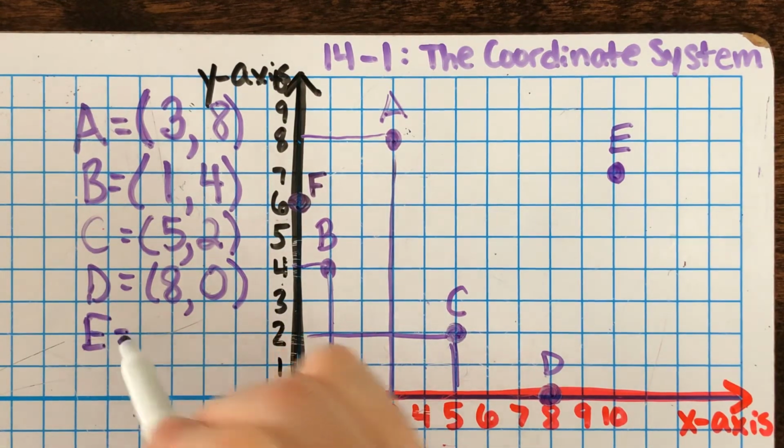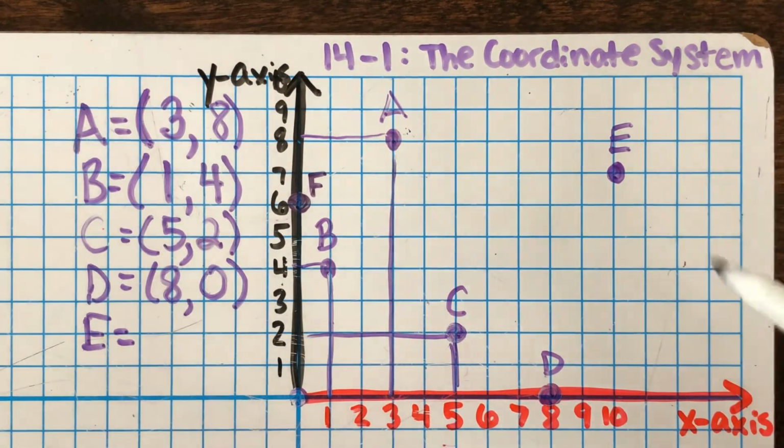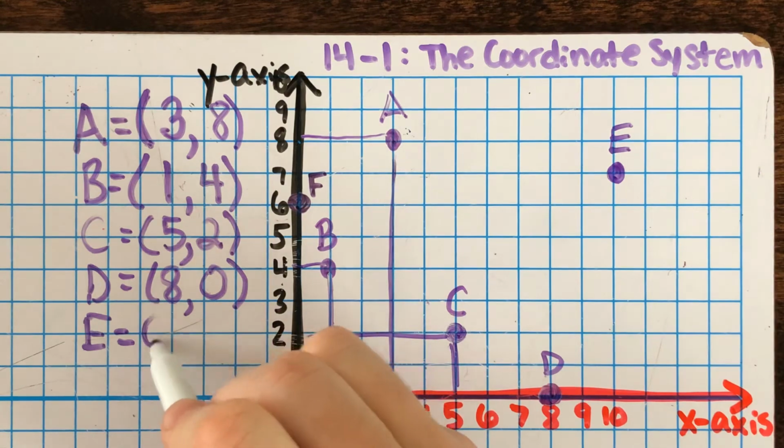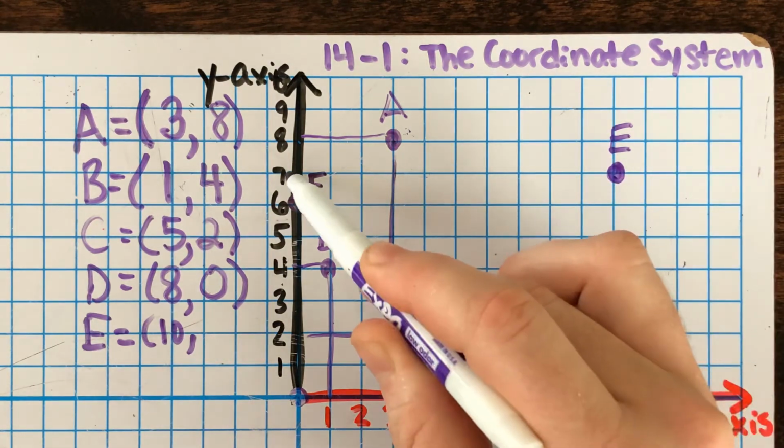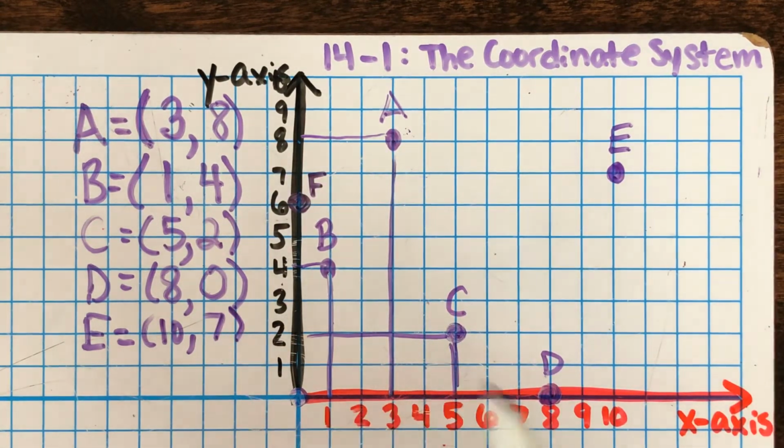E, let's look at E. What would be the x-coordinate for E? It would be 10. You go over 10. What would be the y-coordinate for E? You go over 10 and then you go up how much to get to E? You go up 7. So the ordered pair for E is 10, 7.